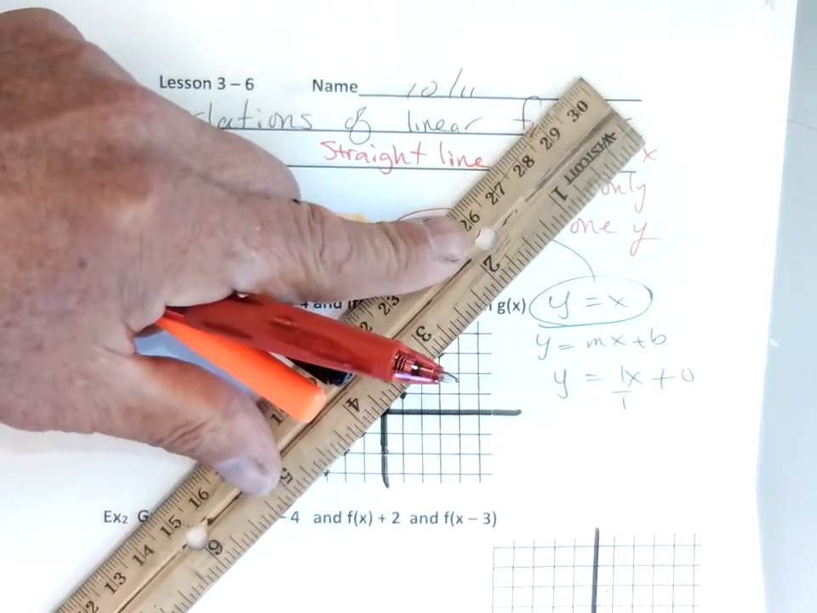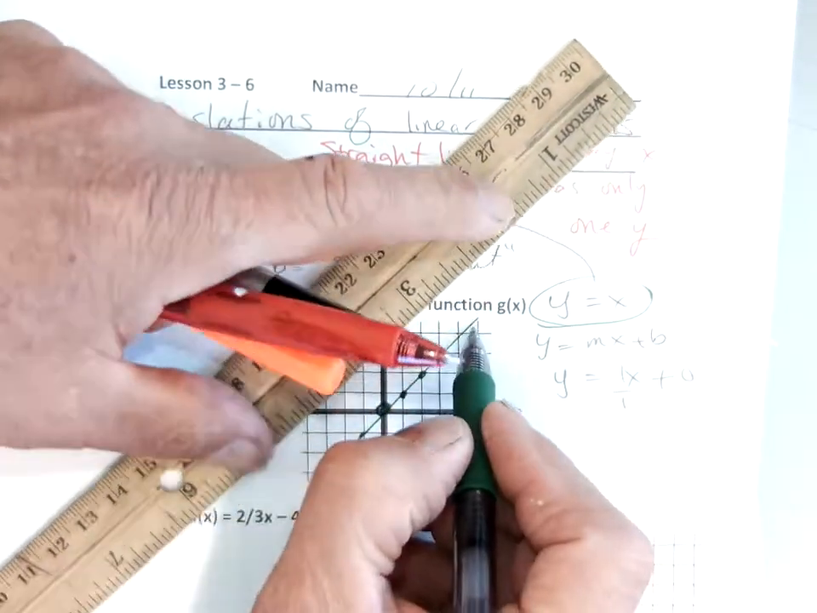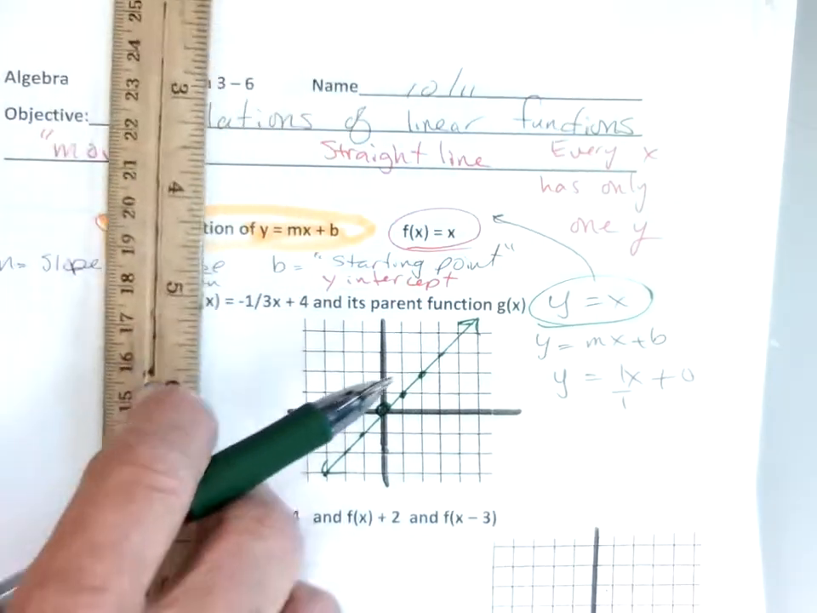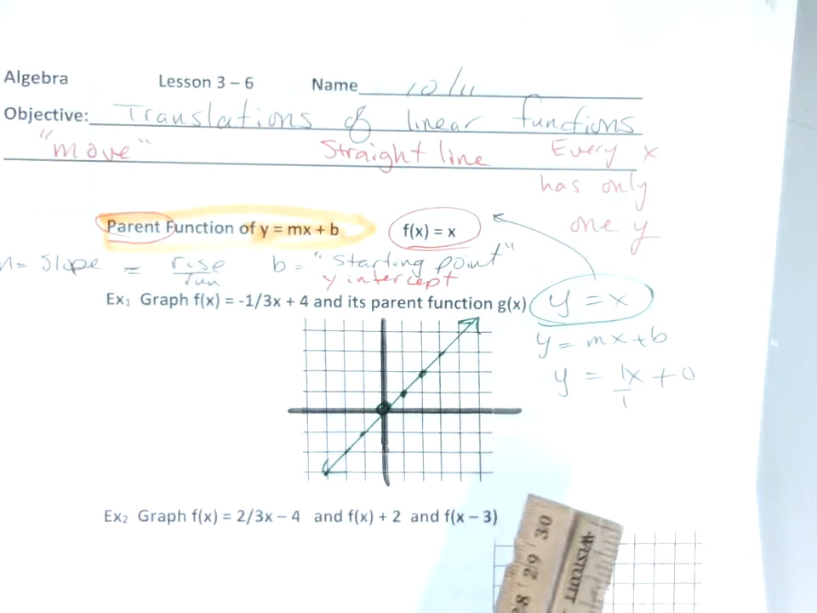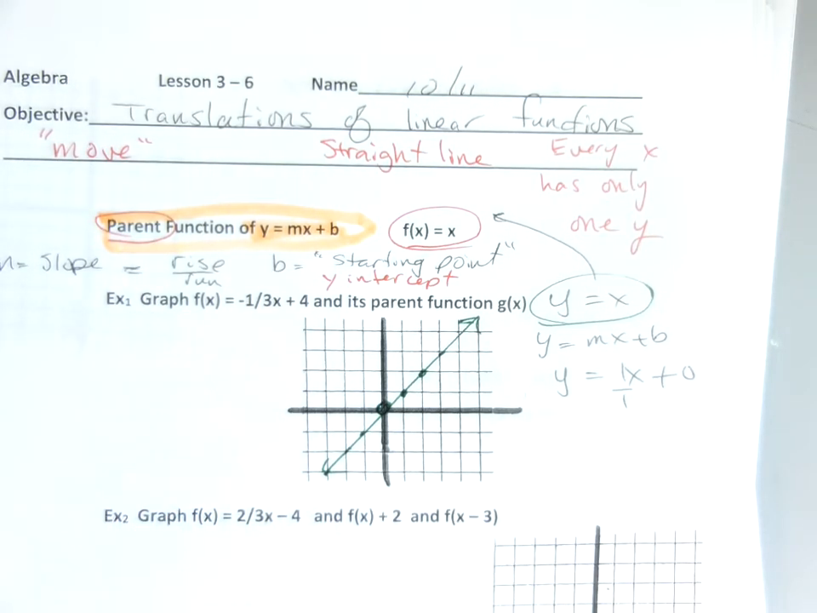That's why we call it a parent function. This is my parent function. It is the most basic function. Then we change it. We take this shape, this line, and we change it, okay? So let's graph this one.